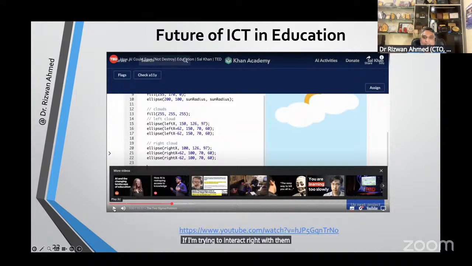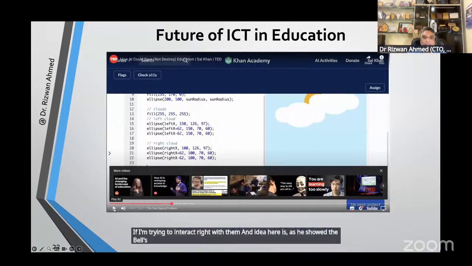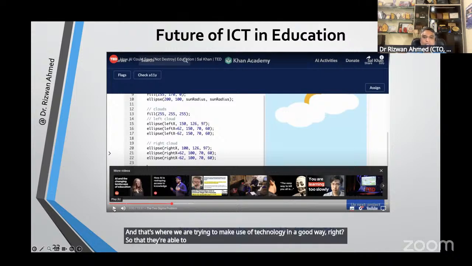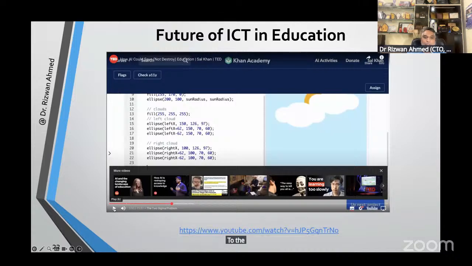An idea here is, as he showed the bell curve, right? We are trying to convert average students to excellent students. That's the whole idea here. And that's where we are trying to make use of technology in a good way, right? So that they're able to learn the concepts on their own, at their own pace, right? And we are trying to personalize it, and they can ask any type of question to the bot, and the bot is going to help them solve it.